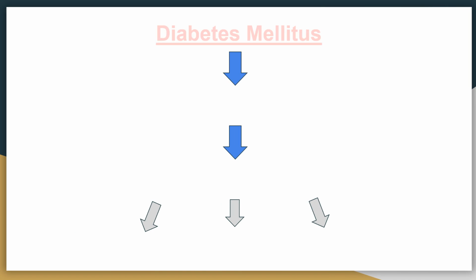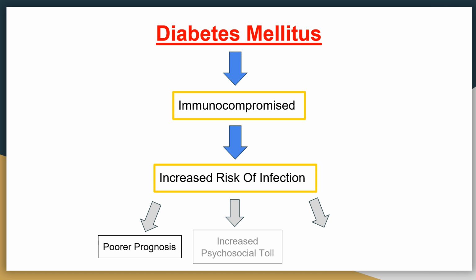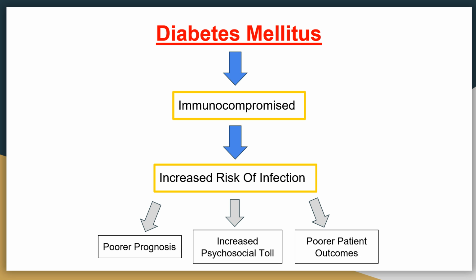Diabetes mellitus is an immunocompromising condition. Therefore, it increases a patient's risk of infection and leads to poor prognosis, poor patient outcomes, and increased patient psychosocial toll. It is key to be aware, when managing patients with diabetes, that they are more susceptible to infection due to their immunocompromised state.